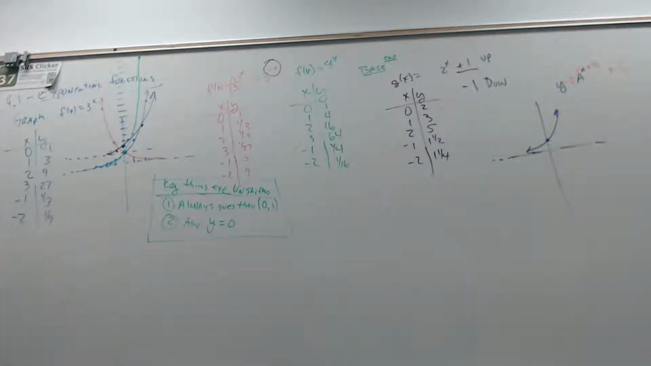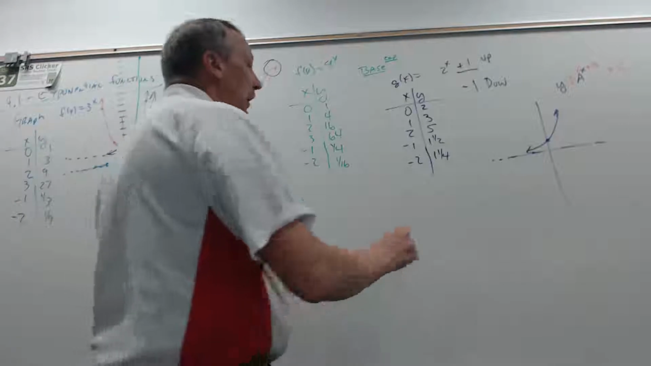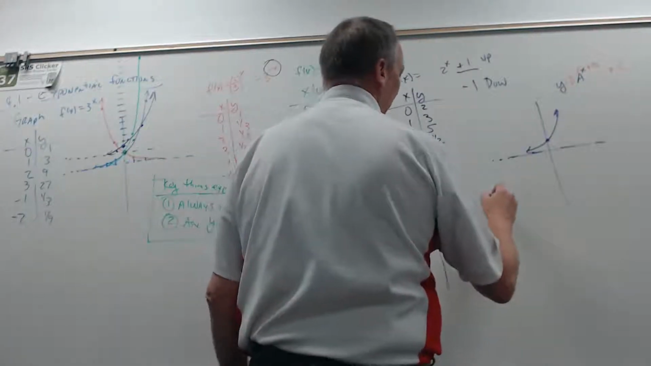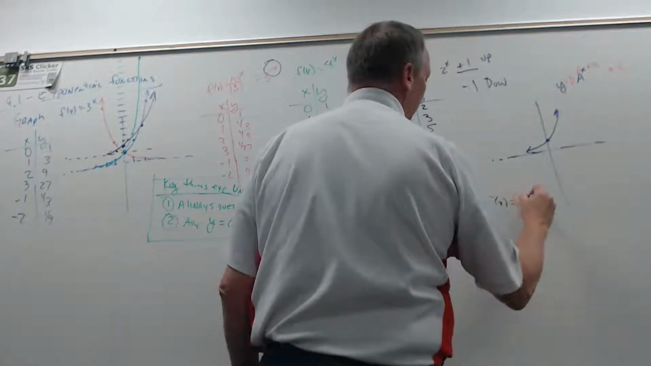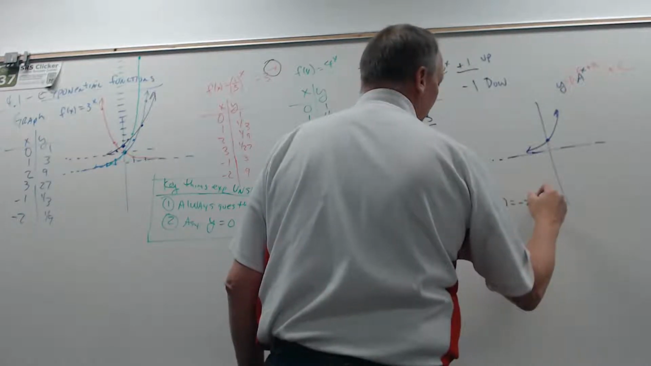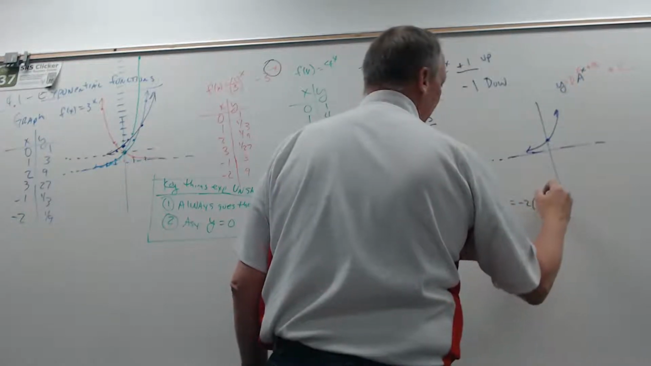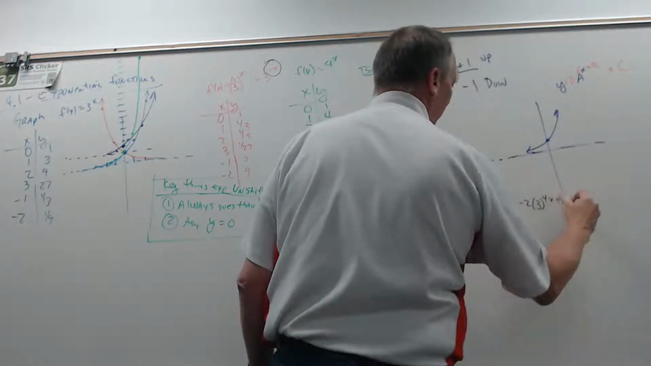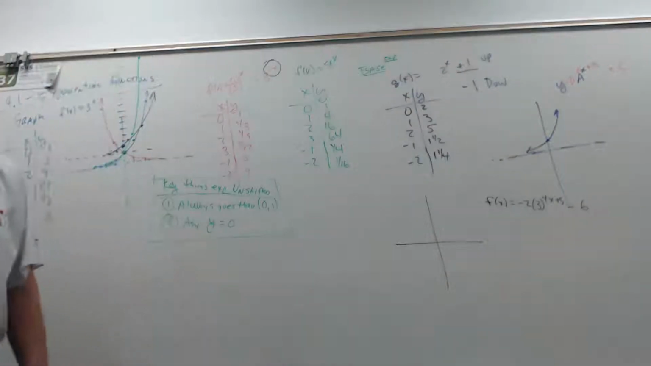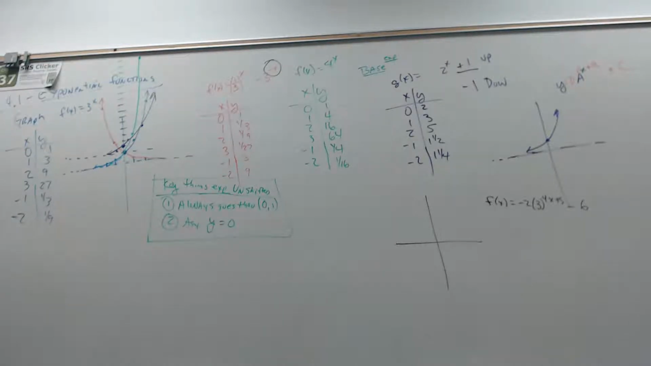So say we have on the first one f of x equal to -3. We said to flip it over the asymptote, so it's right here. Would it be like this, flipped over? Let's do an example. Let's do f of x equals -2 times 3 to the 4x plus 5 minus 6.